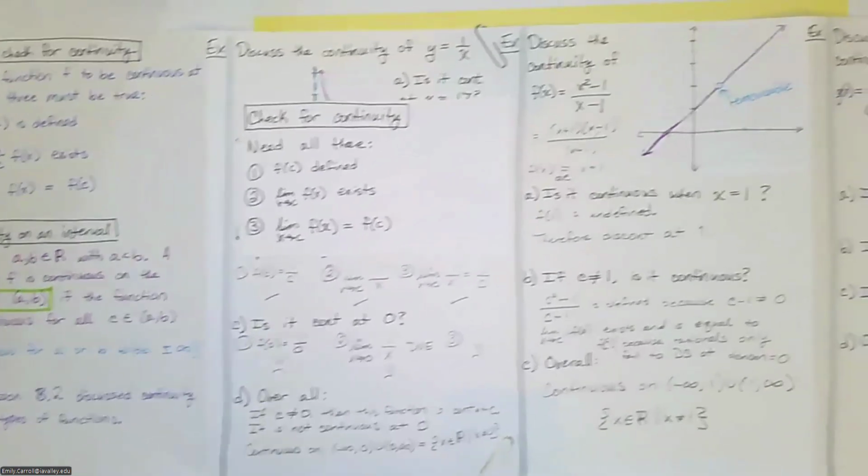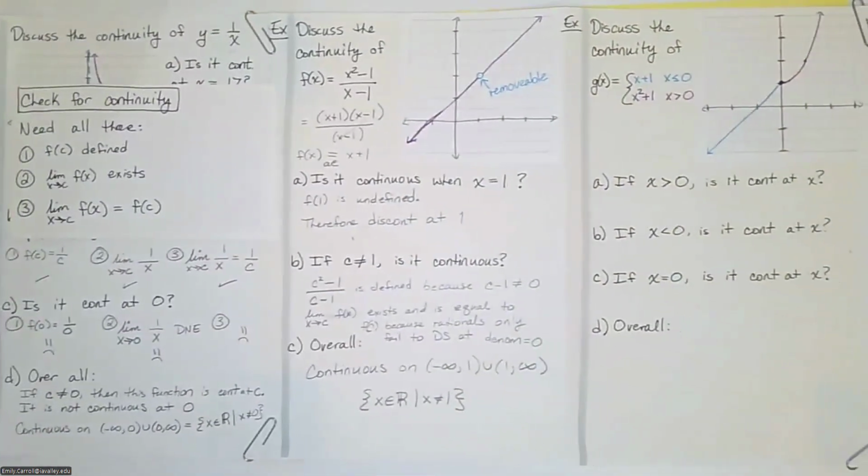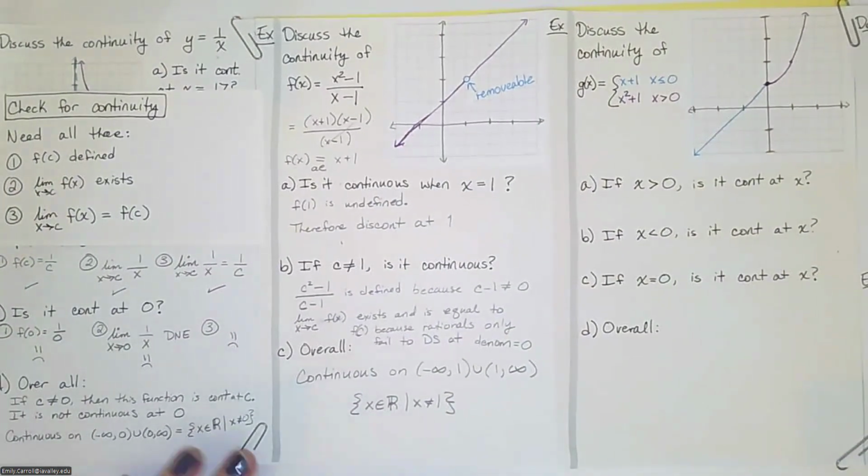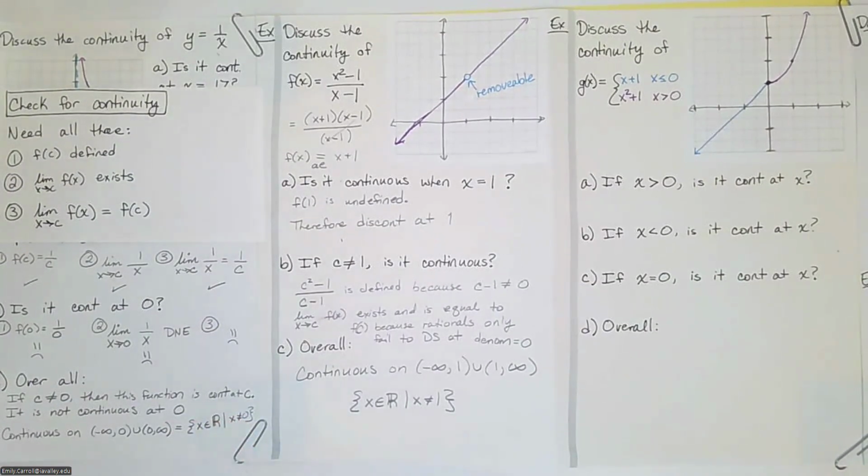All right, next example. Another good stop to pause and try on your own if you so desire. Discuss the continuity of a piecewise function where the function is going to return x plus 1 if x is less than or equal to 0, and x squared plus 1 if x is greater than 0. All right, so if you're going to pause the video, go for it. Otherwise, let's continue.